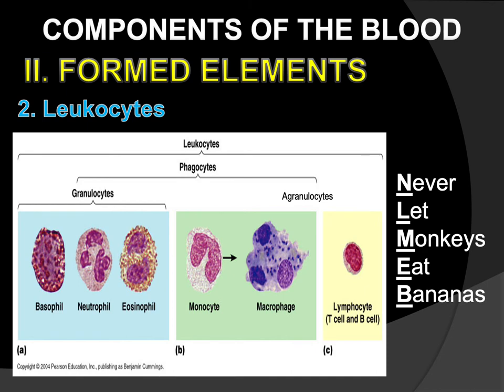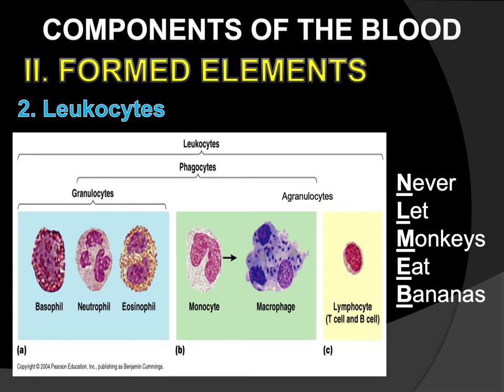WBCs are all phagocytes, but they are classified into two major groups, granulocytes and the agranulocytes, depending on whether or not they contain visible granules in their cytoplasm. So the granulocytes are the basophils, neutrophils, and eosinophils. The agranulocytes are the macrophages and the lymphocytes.